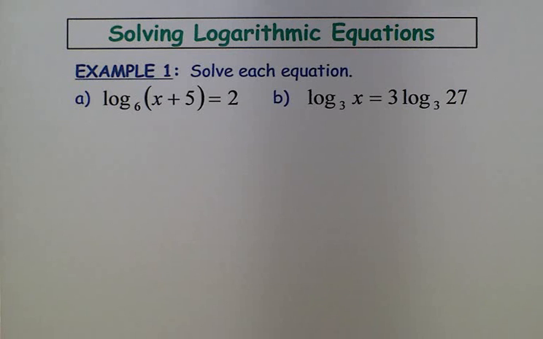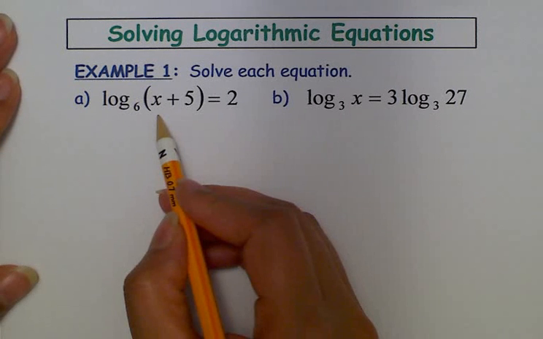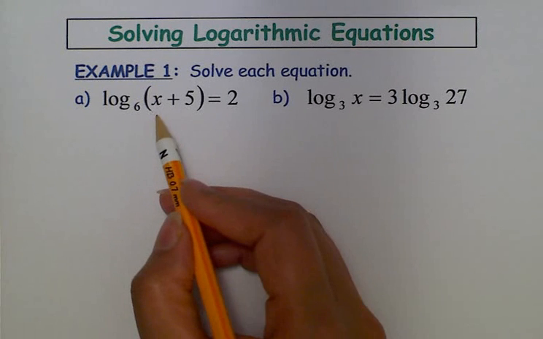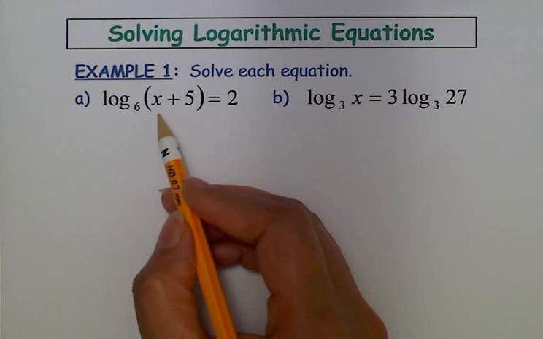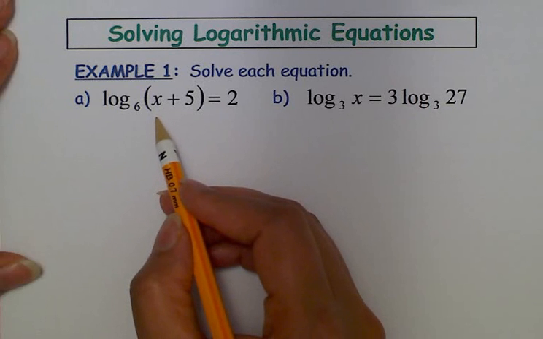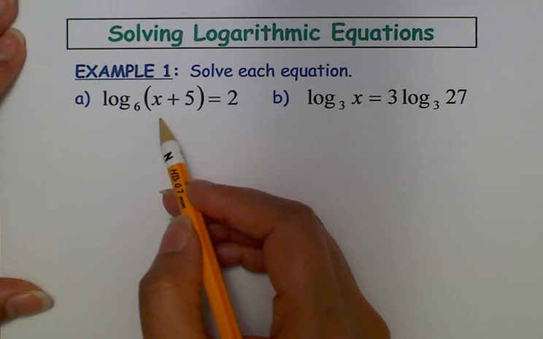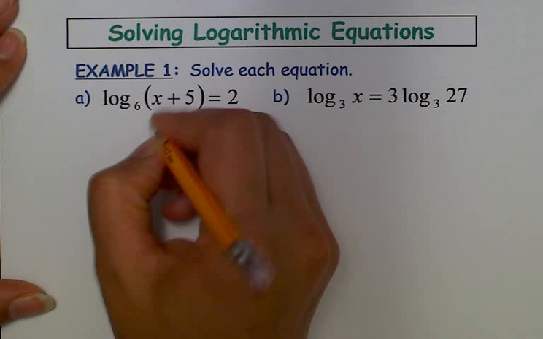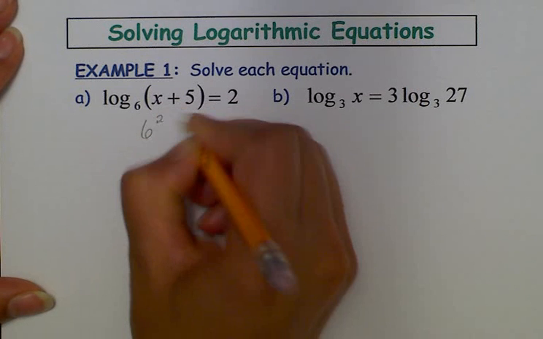So our first example asks us to solve each equation. In part A we have log base 6 of x plus 5 is equal to 2. What I'll do first is recognize that this is a logarithmic equation, and this is the example that we mentioned earlier. So I'm going to rewrite this as an exponential equation and try to solve it that way. I can rewrite this as 6 to the exponent 2 is equal to x plus 5.